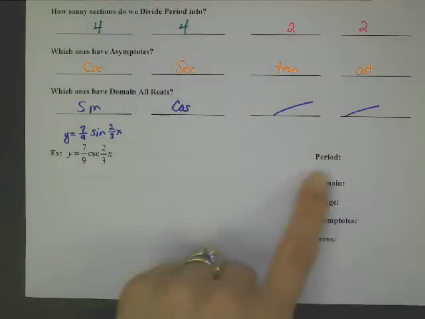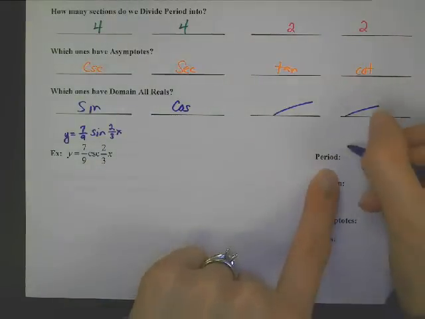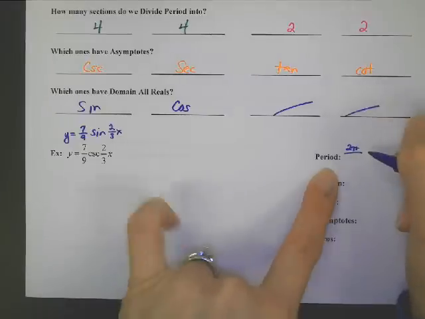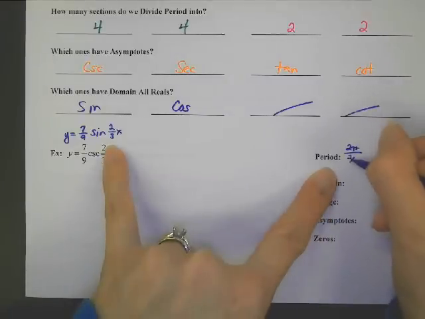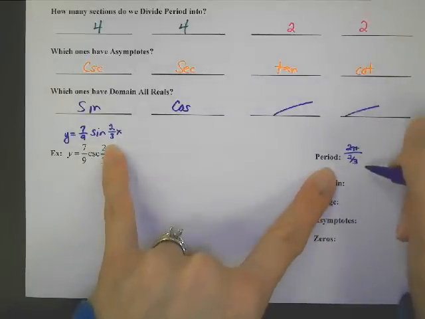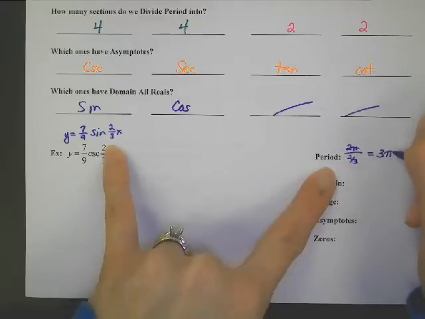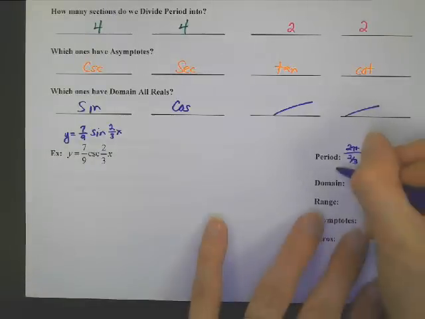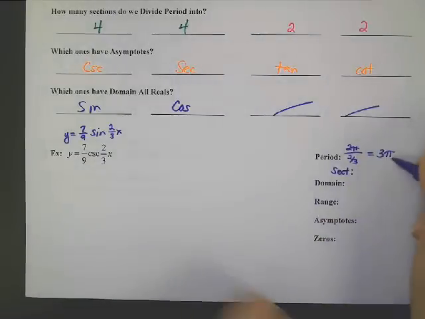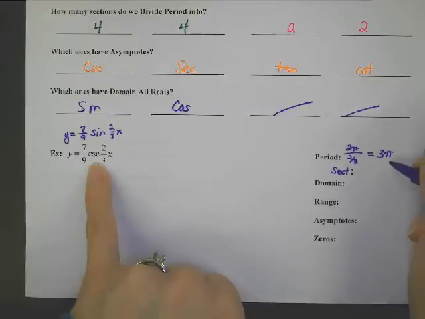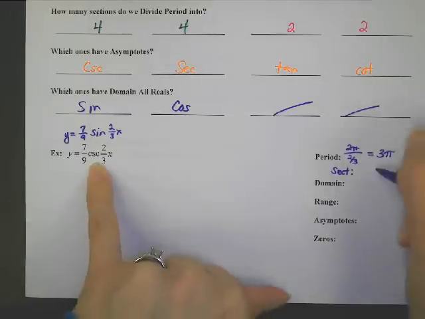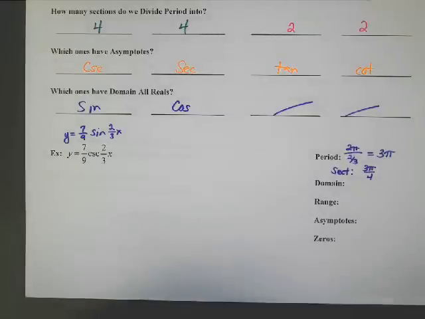So let's calculate the period. We have to take 2 pi, and divide it by b, which is 2/3. That's like multiplying by 3/2, so the period is 3 pi. How about a section? Should I divide that by 4 or by 2? I should divide by 4 because it's sine. 3 pi over 4.